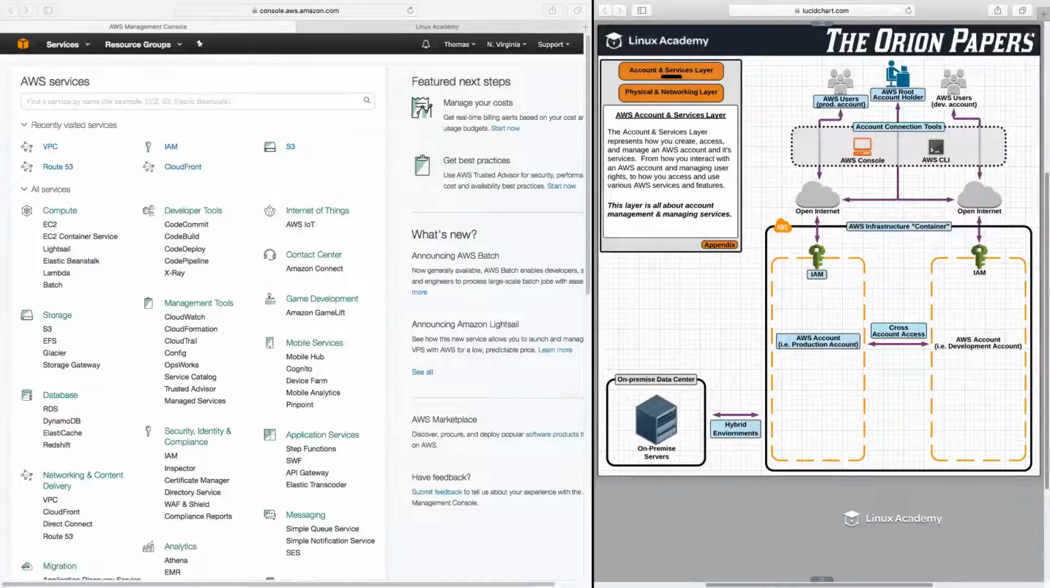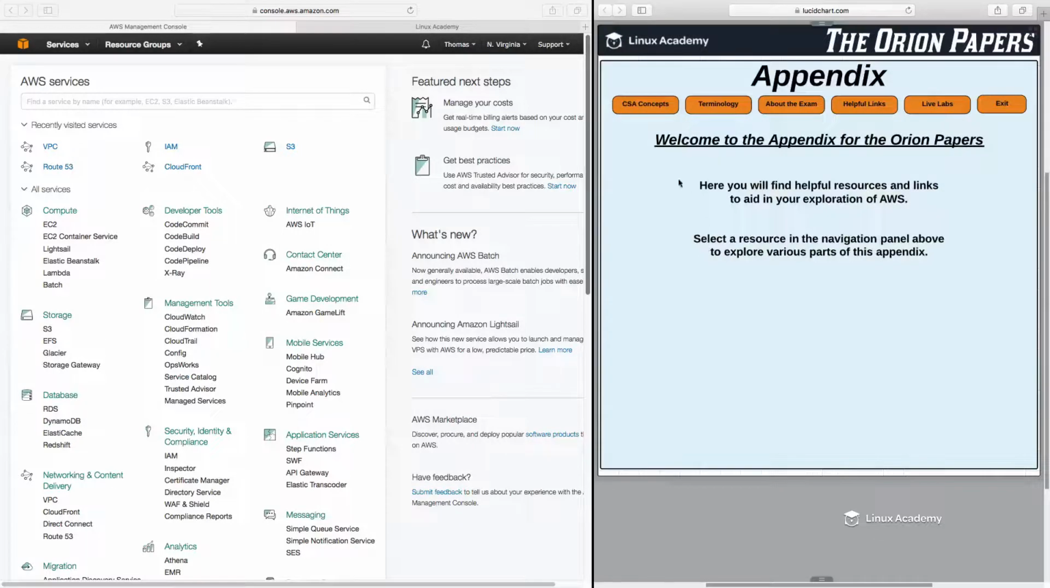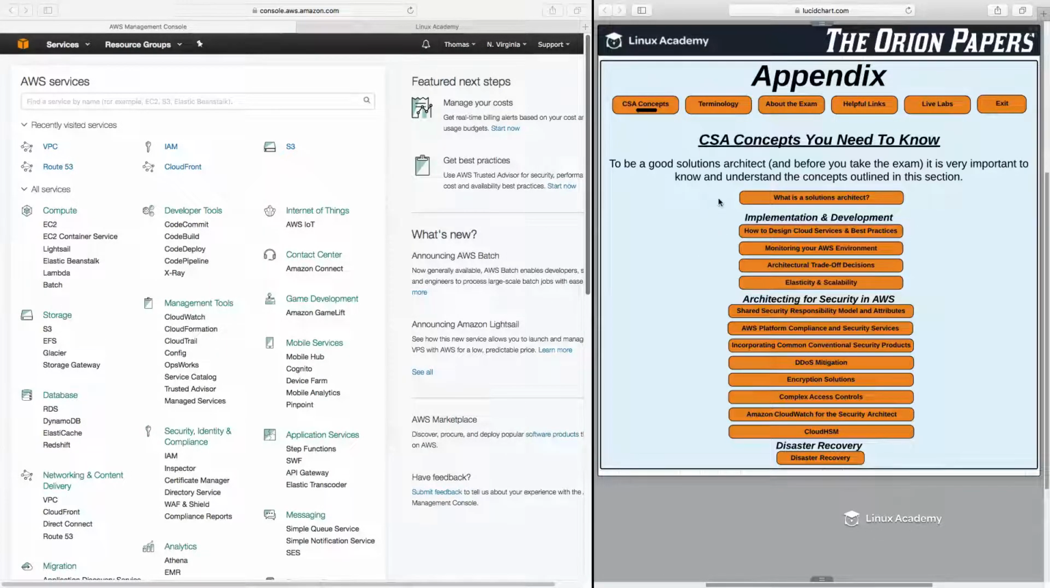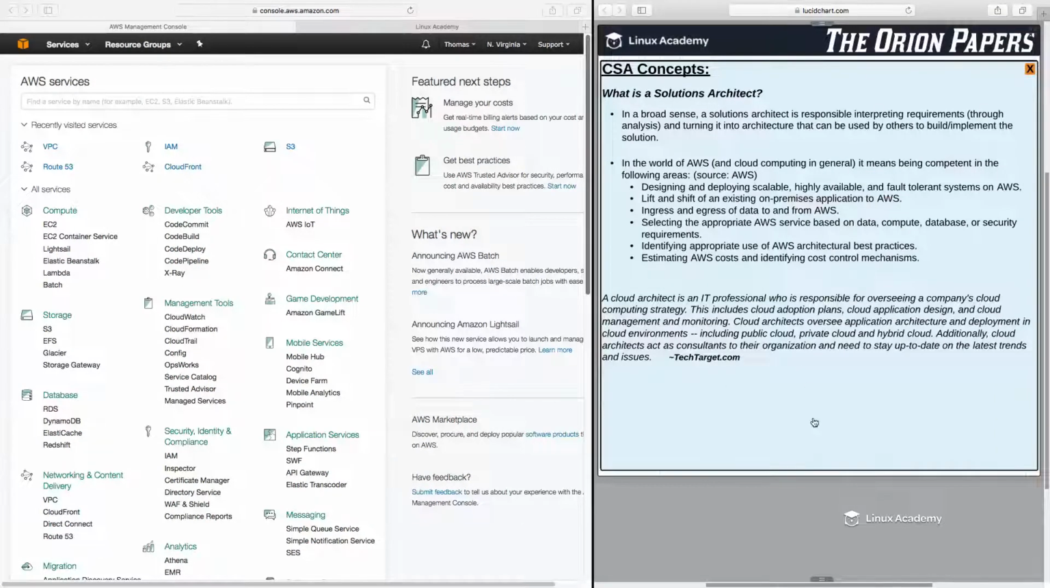Hello and welcome back. Since this is a course to teach you how to be a certified solutions architect for AWS, I thought it important to actually talk about what exactly a solutions architect is. So over here on the Orion papers, let's go to the appendix and then click on CSA concepts. The first concept we're going to talk about here is what is a solutions architect?